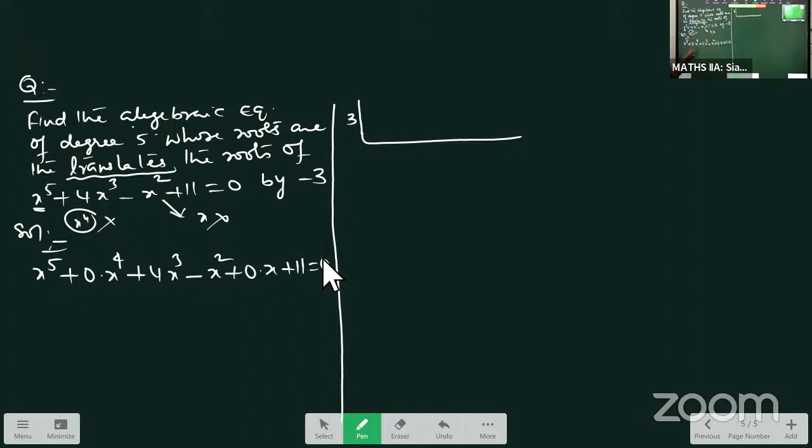Then we have to bring those in and build the equation. After that, we will write whatever the terms are there. Here 1, and next is 0, next is 4, again next is minus 1, and next is 0, and next 11. Okay, here 1, 0, 4, minus 1, 0, and 11. Now we go for that. First keep 3 here, this is 1.